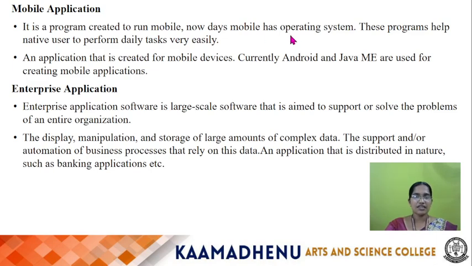And mobile application is a program created to run on mobile. Nowadays mobile has an operating system, OS. These programs help native users to perform daily tasks very easily. It is an application that is created for mobile devices. Currently Android and Java ME are used for creating mobile applications.